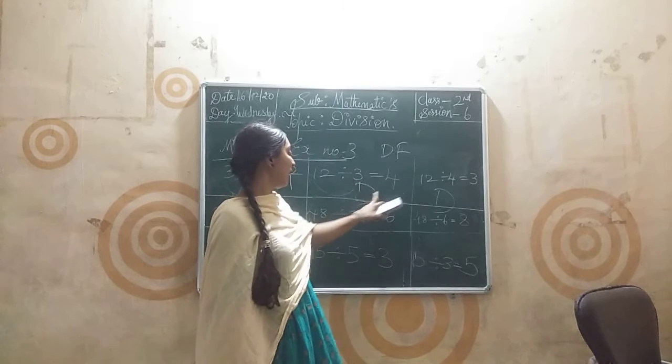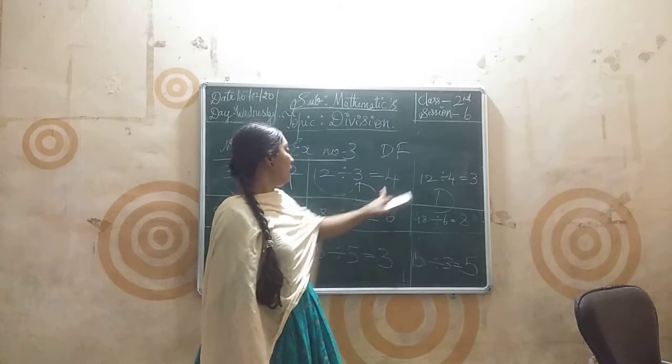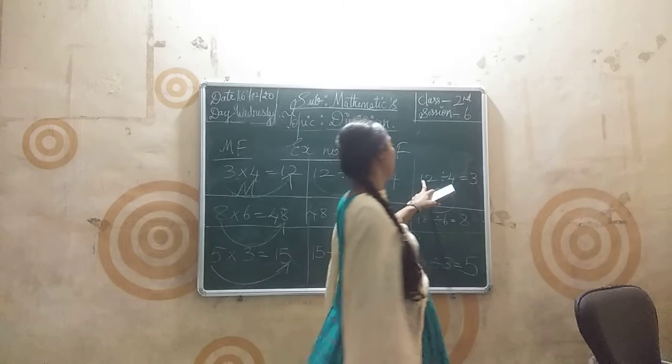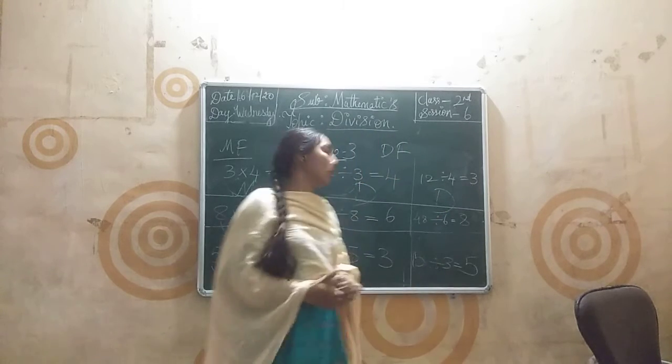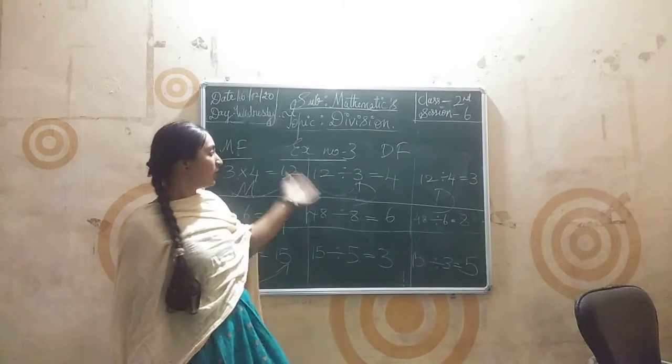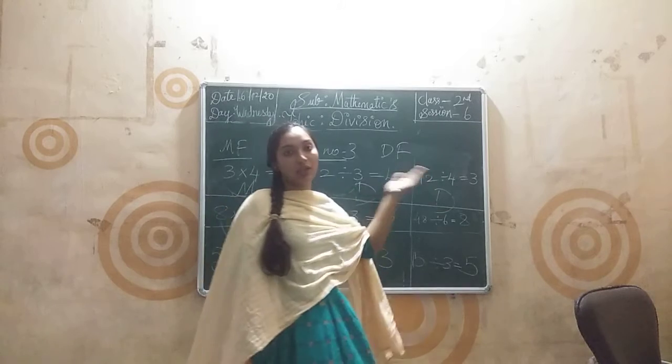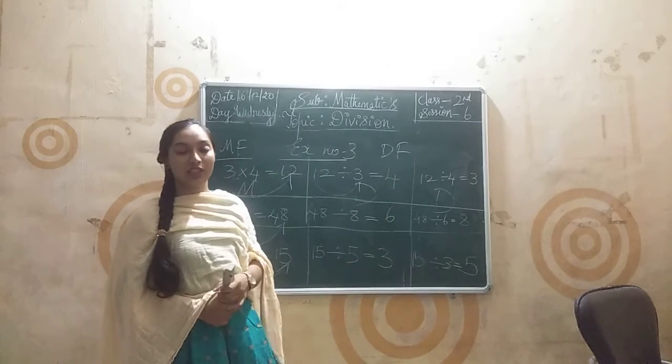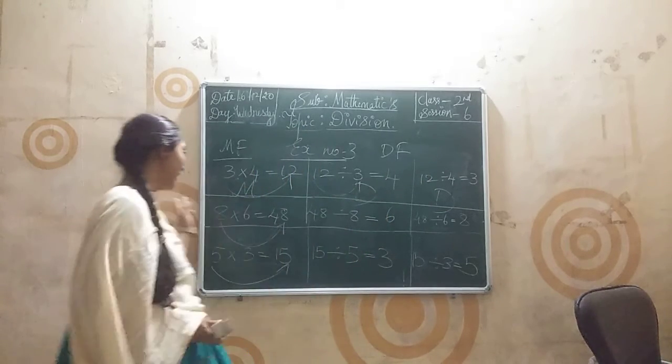Again, if we take 12, 4, sorry, 3 fours also give 12. 4 threes is also 12 and 3 fours is also 12. Which means the second problem is also the same.